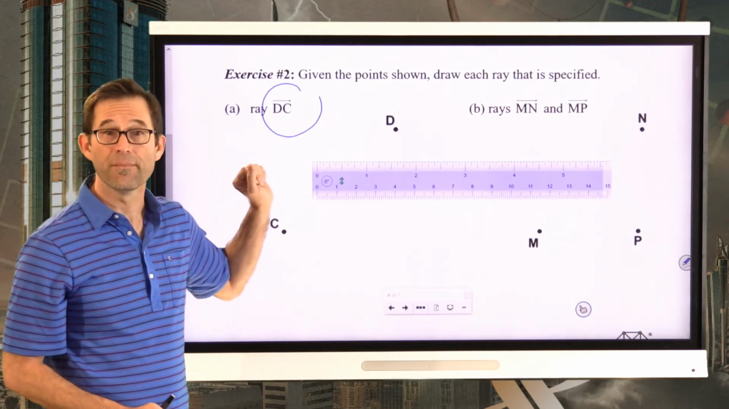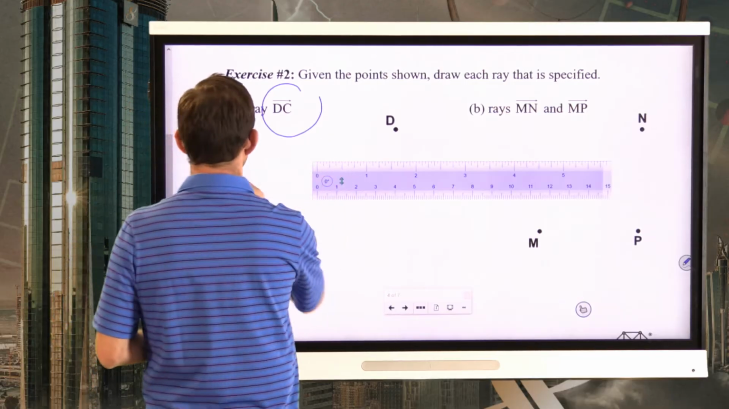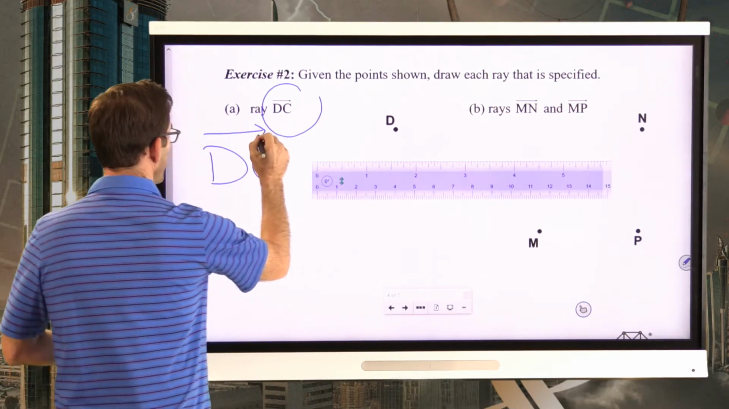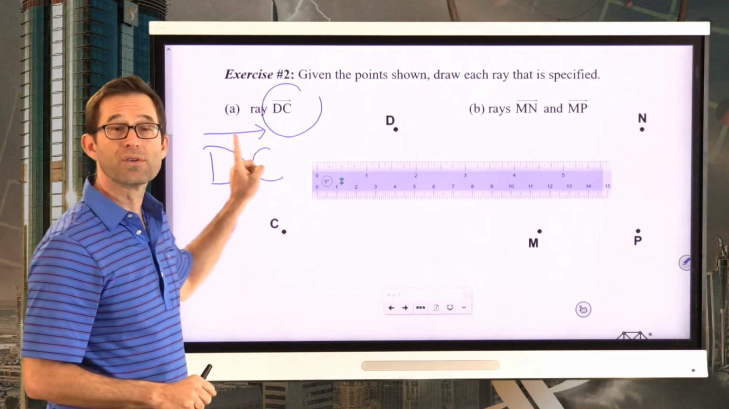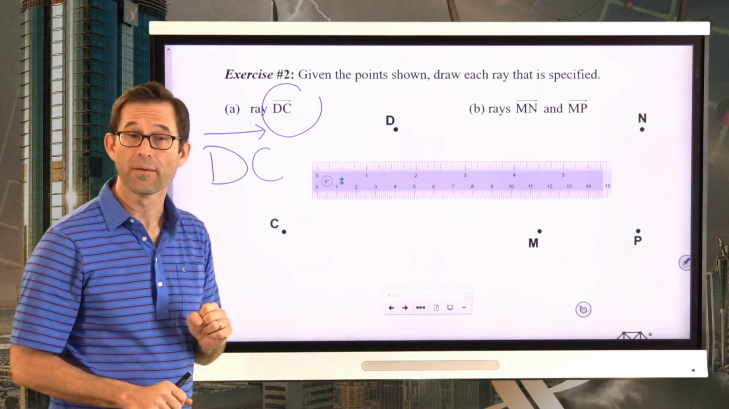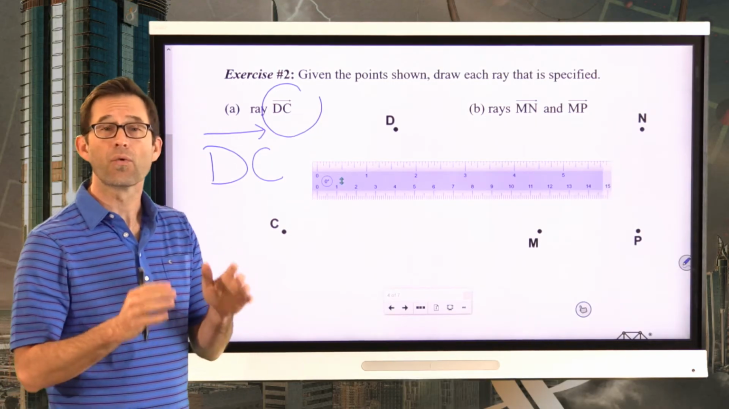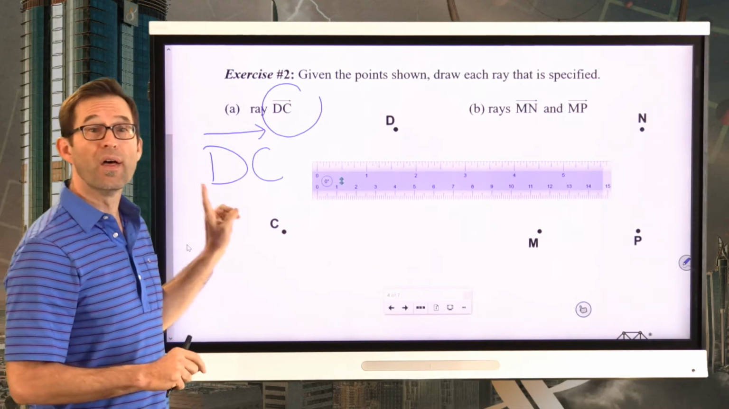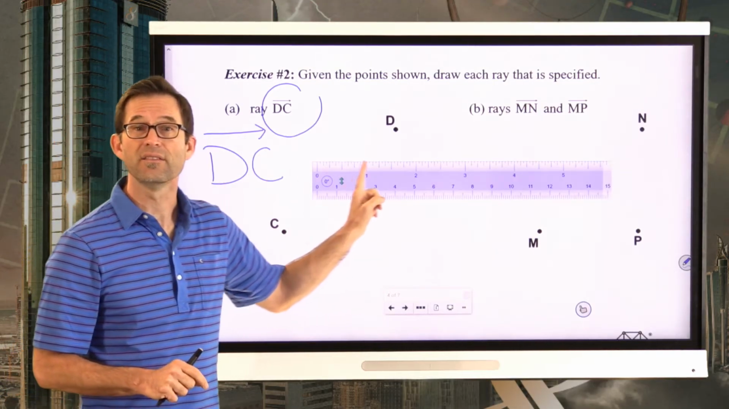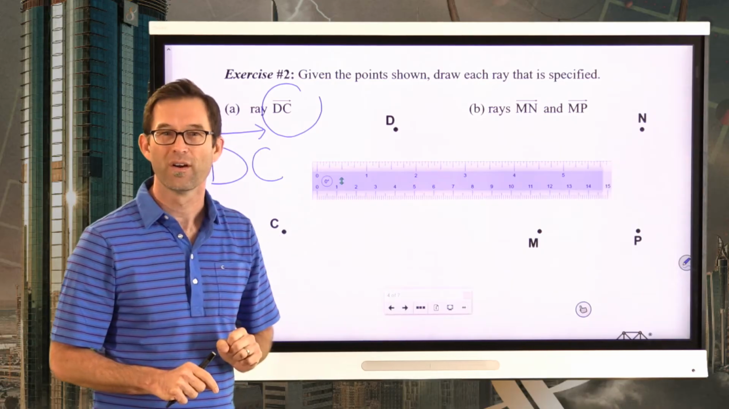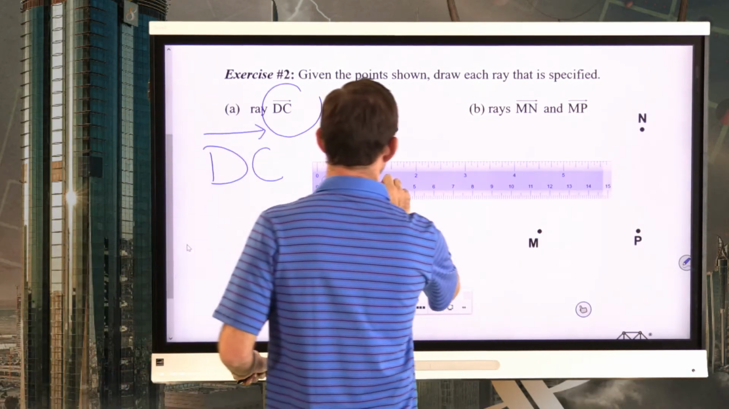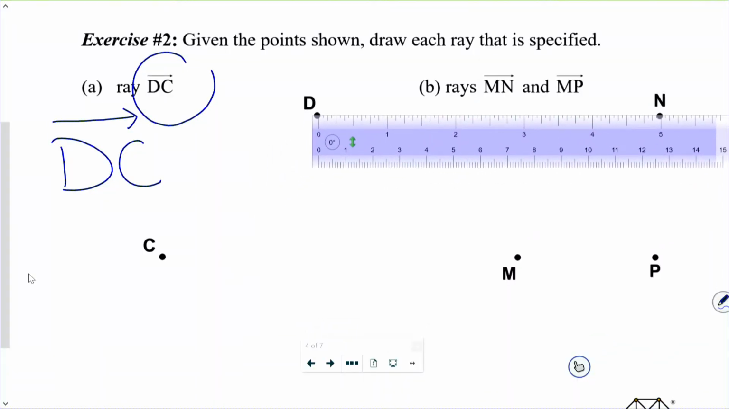Ray DC. Notice, right? Let me like really blow this up so that you can see it, right? This symbol is a ray symbol, okay? Notice that there isn't another arrow on this end. What that indicates is that ray DC is a ray that starts at D, goes through point C, and continues on forever. All right? So DC will look like the following. I have to start my ray there.